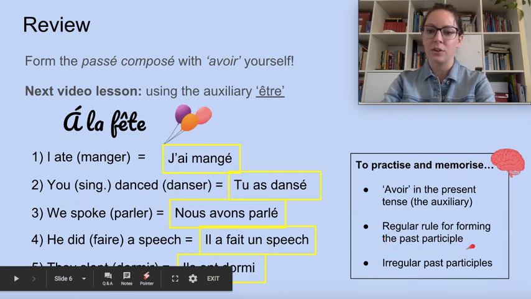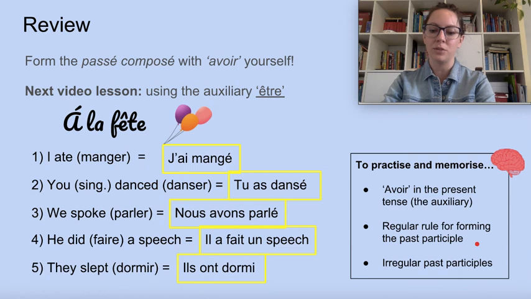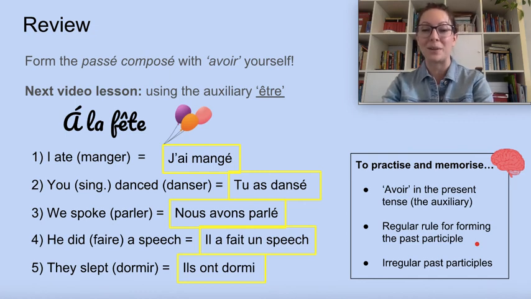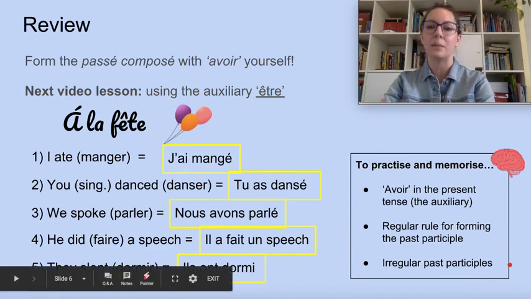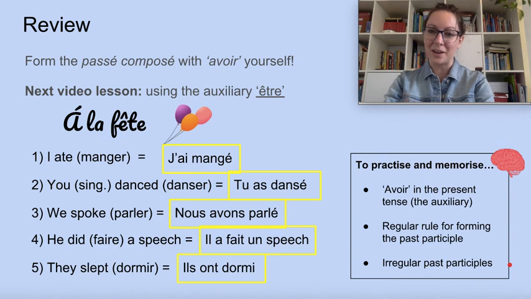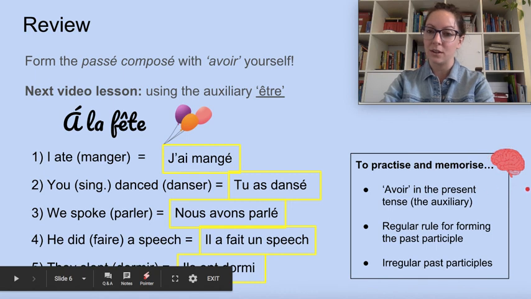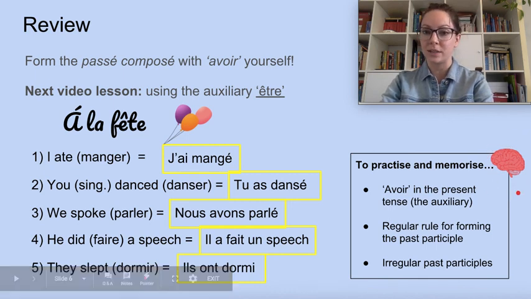You also need to learn the regular rule for forming the past participle, the idea of ER verbs just becoming é, RE verbs just becoming u, and IR verbs just becoming i. And that's going to form the past participle. So we're changing it from the infinitive verb to its past participle. You're also going to need to learn that list of irregular past participles because they don't follow the rule. You also need to know which ones are irregular. And the only way to know which ones are irregular is to use this little noggin. Use your brain up there, start practicing and start memorizing those.